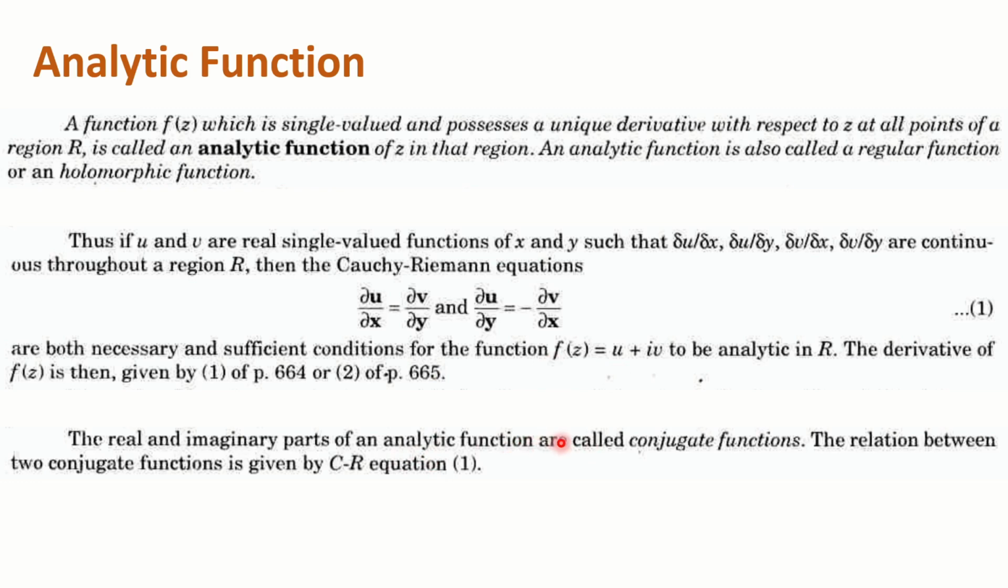What it essentially means is that if a function possesses derivatives at all points, it is analytic. So if you have to check the analyticity of a complex function, you have to check that the Cauchy-Riemann equations are satisfied and also that the partial derivatives are continuous throughout a region R. That is the necessary and sufficient condition for a function to be analytic. With this we come to an end of today's topic.